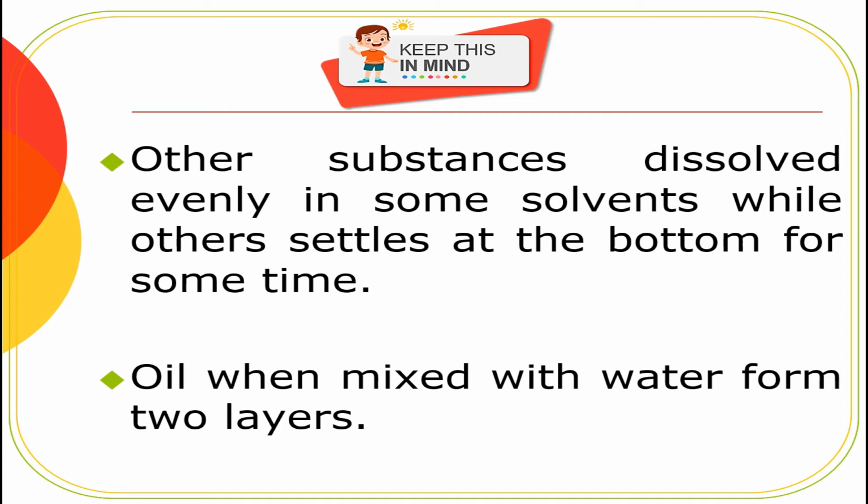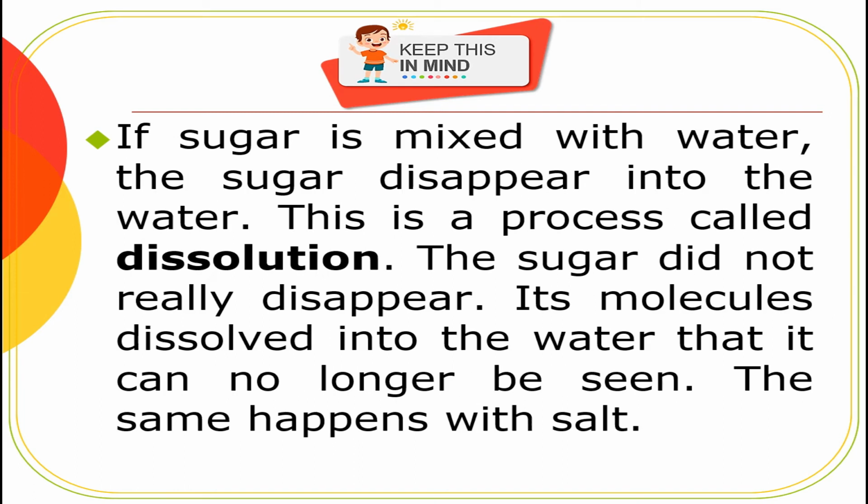Oil, when mixed with water, forms two layers. If sugar is mixed with water, the sugar disappears into the water. This is a process called dissolution. The sugar did not really disappear. Its molecules dissolved into the water so that it could no longer be seen.